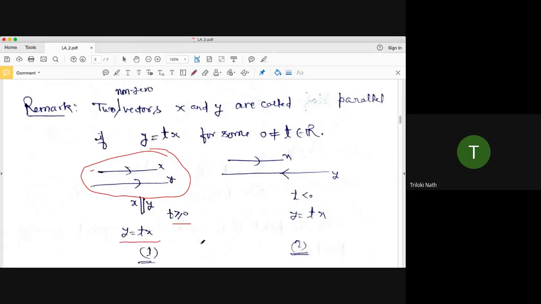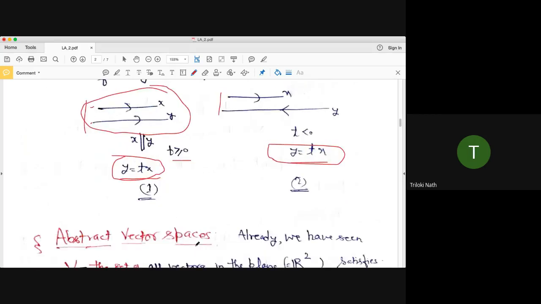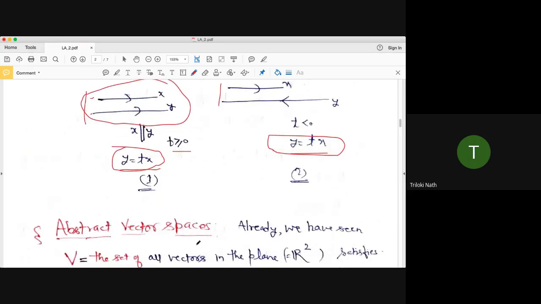So this is the mathematical formulation of the geometric idea. This is the geometric idea: what is the meaning of parallel vectors? And this is the mathematical formulation. So in mathematics, by the formula, you can say everything, right? So y is equal to tx means y and x are parallel. If t is positive, that is non-negative, then they have the same direction. Otherwise, negative means they have the opposite direction. So I hope you have understood parallel vectors. Fine. Okay.